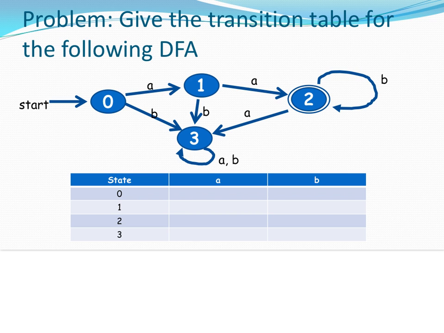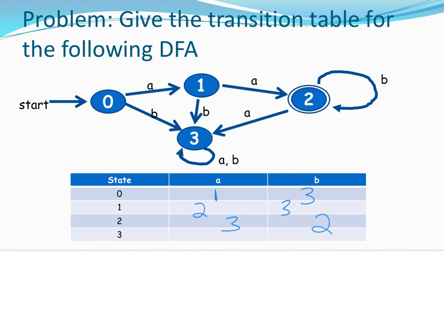Okay, so pause the video, do this by hand, and then do it along with me. If I am at state 0 and I see an A, I get 1. If I'm at state 0 and I see a B, I get 3. If I'm at state 1 and I see an A, I end up at 2. If I'm at 1 and I see a B, I end up at 3. If I'm at 2 and I see an A, I go to 3. So 2 and an A is 3. If I'm at 2 and I see a B, I stay at 2.